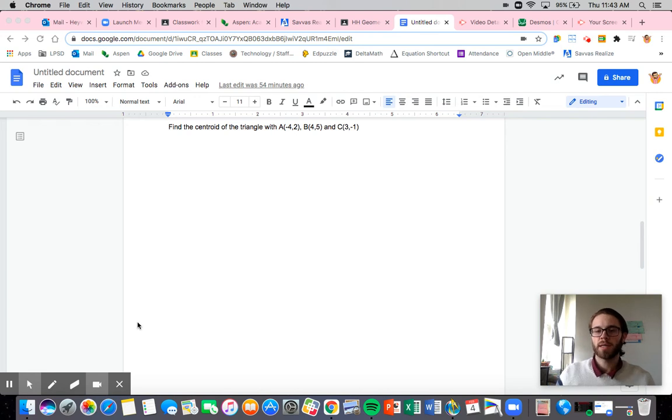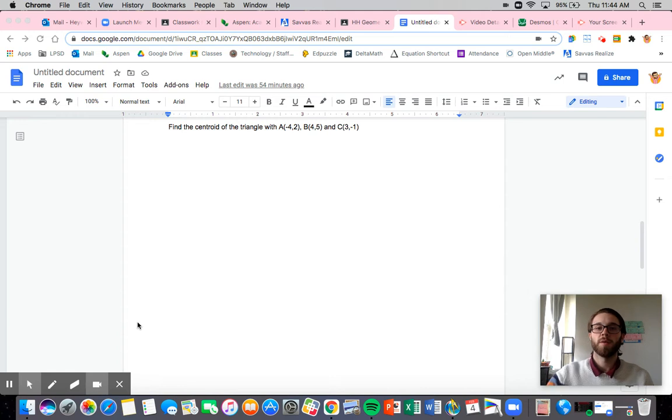Hi everyone, just wanted to take a moment to talk a little bit about finding the centroid of a triangle given the vertices as coordinates. So as a reminder, the centroid is the point of concurrency between the medians of a triangle. The medians would be the segments that you draw from a vertex to the opposite side's midpoint.